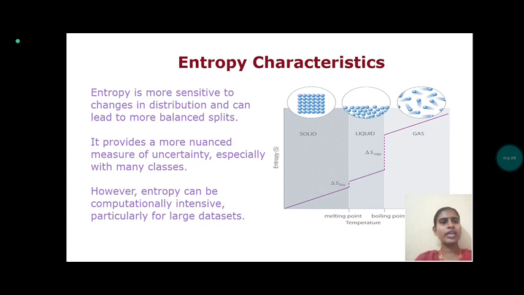Next, what are the characteristics of entropy? Entropy is more sensitive to changes in distribution and can lead to more balanced splits. It provides a more nuanced measure of uncertainty, especially with many classes. However, entropy can be computationally intensive, particularly for large datasets. Here is the entropy and melting point, boiling point temperatures, solid, liquid and gases.